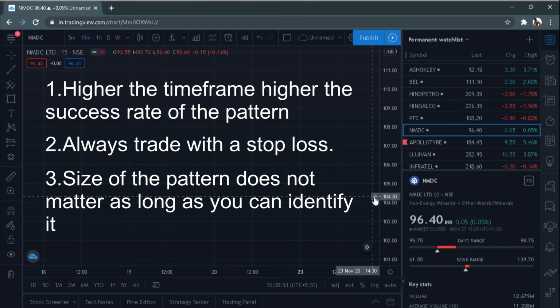And there is another doubt: how big should the pattern be? Like I said before in the video, there is no specific size of a pattern. As long as you can identify it, you are good to go. Just make sure you are using a stop loss.